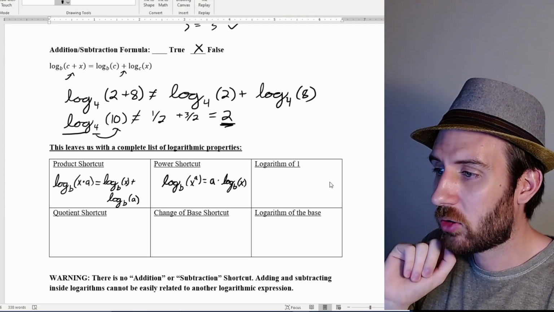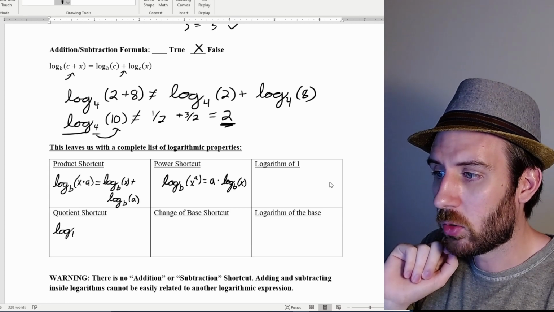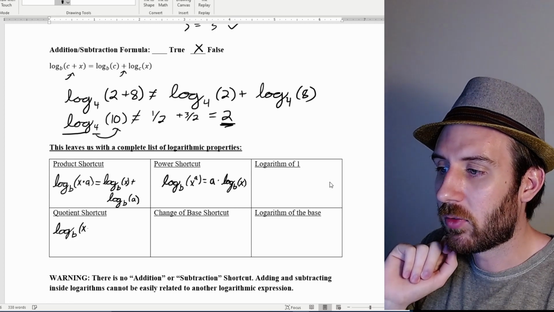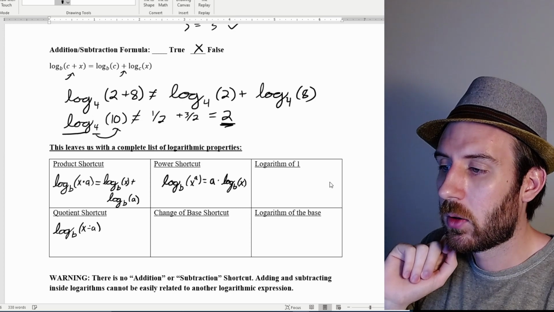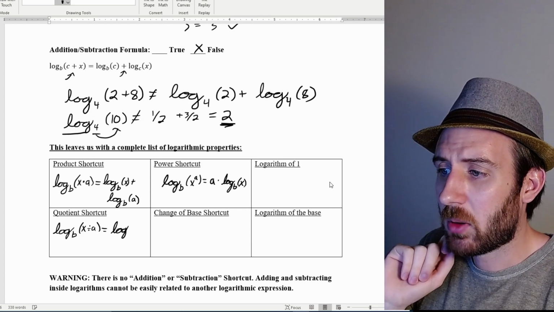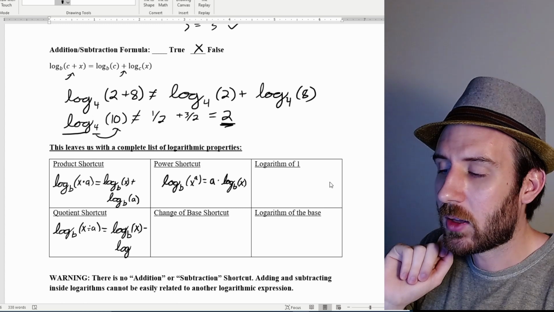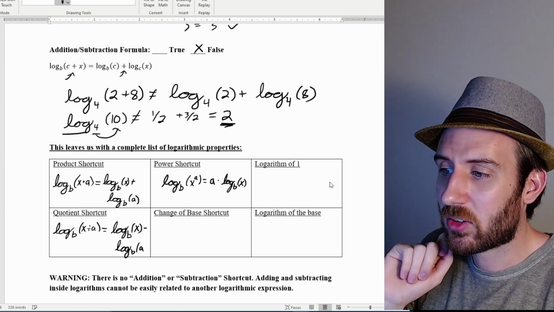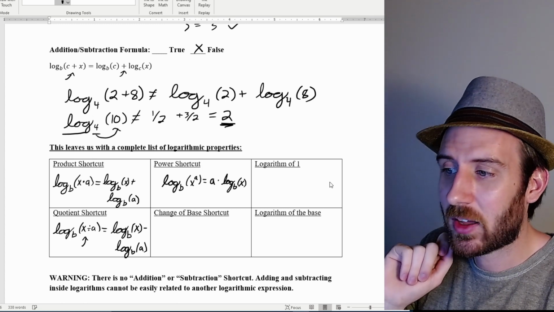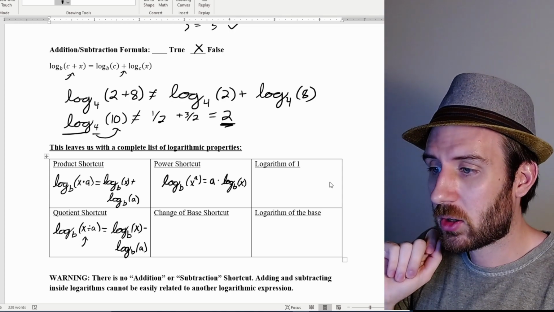Quotient shortcut should be the opposite of the product shortcut, and sure enough, that would make sense, because log base b of x divided by a would be equal to the opposite of everything I had above: log base b of x minus now log base b of a. Which again should make sense, because if I'm decreasing the magnitude on the inside, I should be taking the magnitudes away from each other on the outside.